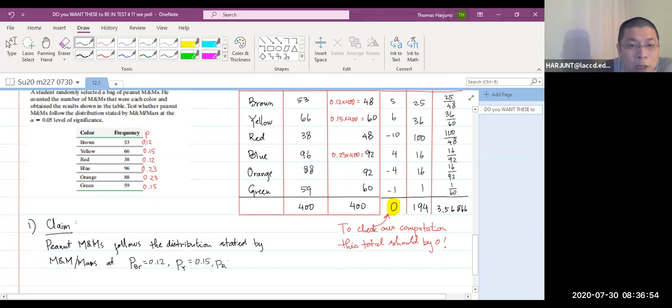Proportion for red is 12%. Proportion for blue is 23%. Proportion for orange is 23%. Proportion for green is 15%.